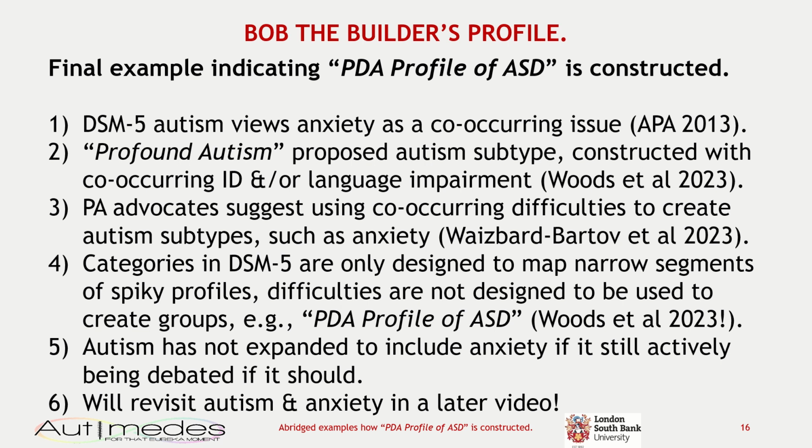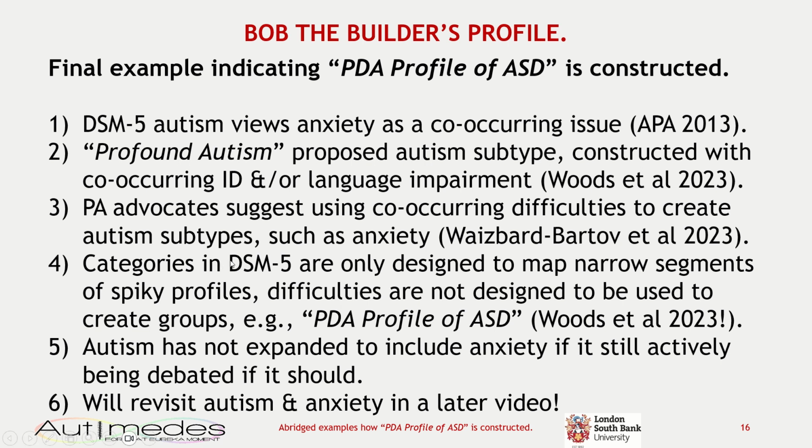More recently, proponents of another proposed autism subtype, which is called profound autism, have proposed creating autism subtypes based on using co-occurring difficulties, and they've deliberately suggested using anxiety to create an autism subtype. I should point out that profound autism itself is constructed using co-occurring difficulties, so it's meant to be attributed to those who have either intellectual disability and/or language impairment.